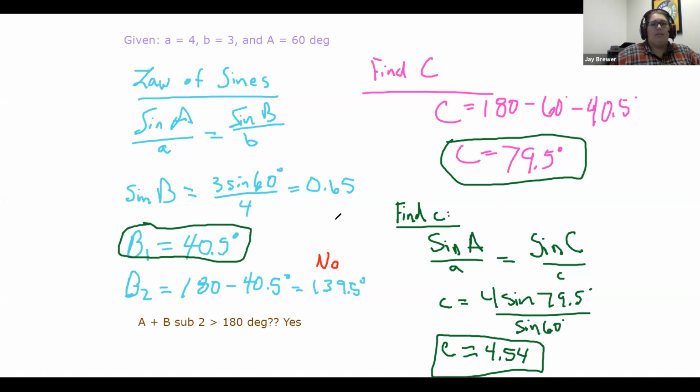Do we kind of see how case 2 can be ambiguous and how we can kind of have two different options a little bit? Because of the angles being able to find two different options, you can actually end up with two different triangles. Okay, so we have another example.